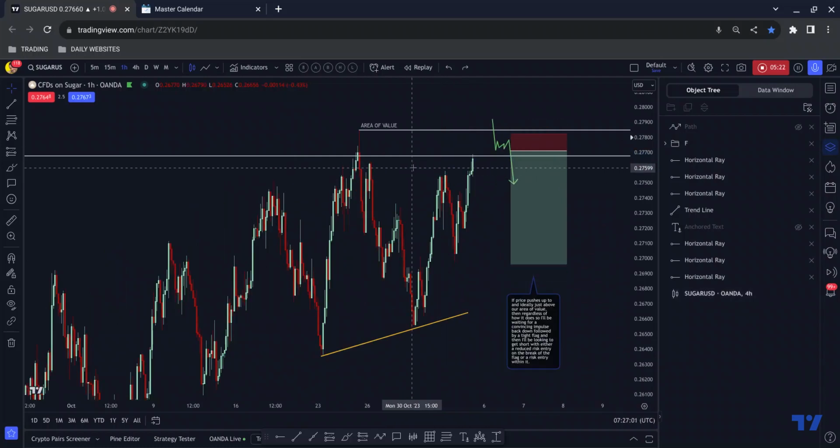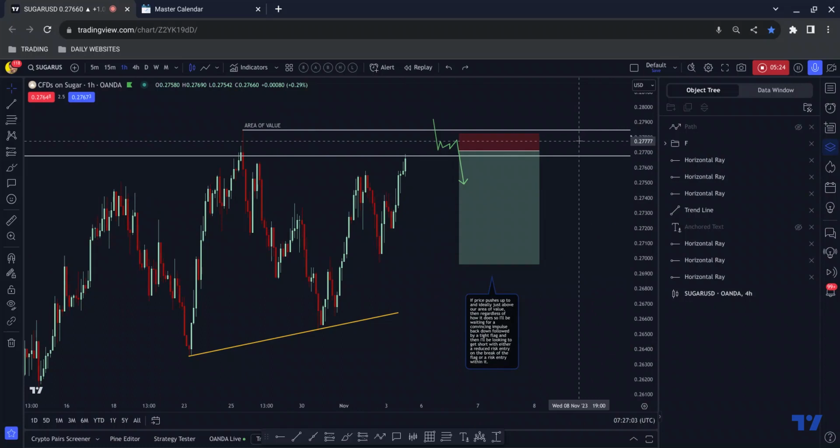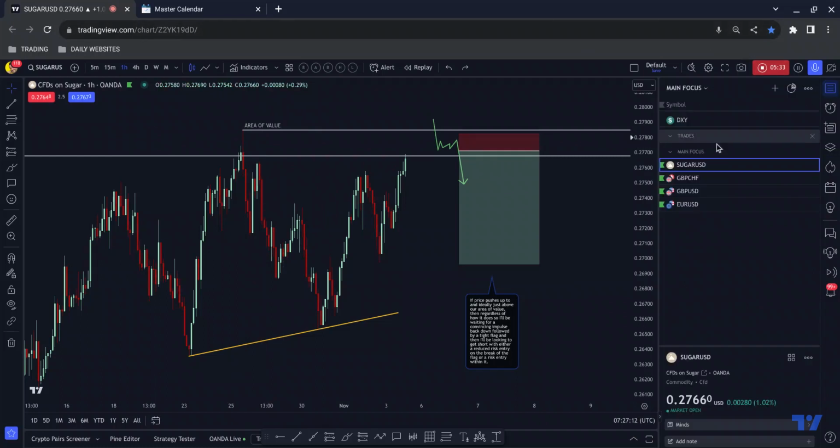So that is SugarUSD. I'm going to move on to the next pair. And of course, I have an alert set there just to see if we can tap into this area. If we do not, then I will not be looking to place a trade.